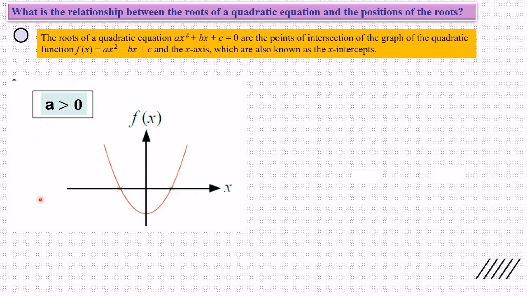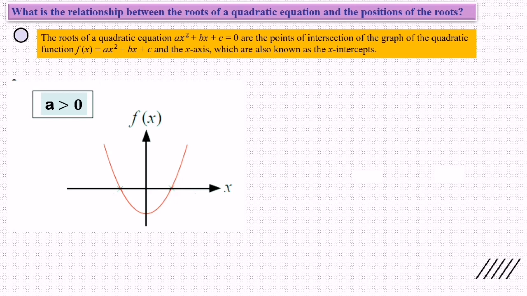Let us look at the graph of quadratic function below. When a is greater than 0, the graph of quadratic function looks like a smiling face. Now we need to determine where are the roots. As you know, the roots of a quadratic equation ax squared plus bx plus c equals 0 are the points of intersection of the graph of the quadratic function f(x) equals ax squared plus bx plus c and the x-axis, which are also known as x-intercepts.